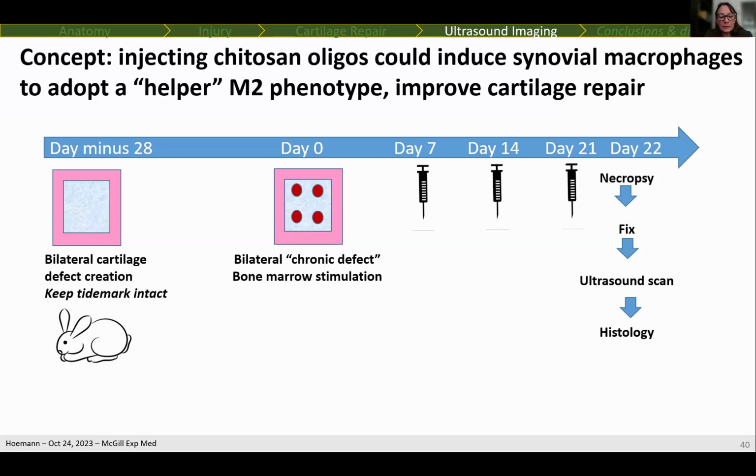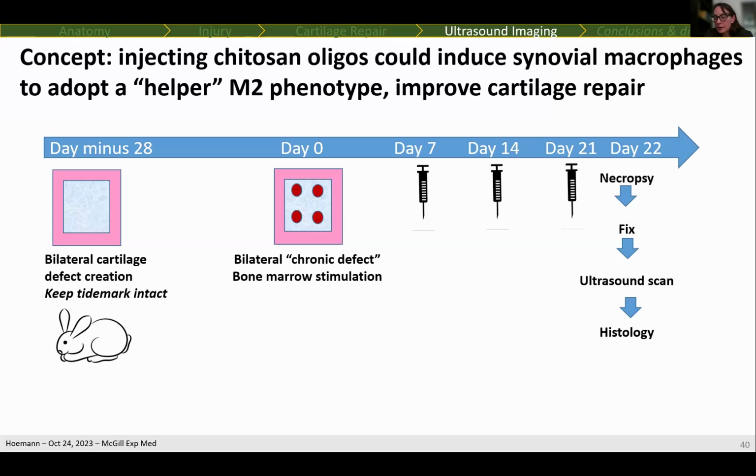And after 28 days, we considered this to be a chronic defect, and then went back into the knee and did marrow stimulation. We did 4 drill holes. And then a week later, we started 3 weekly injections of chitosan oligos or saline or Synvisc, which is hyaluronic acid. It's actually used clinically in osteoarthritis as a so-called viscosupplementation.